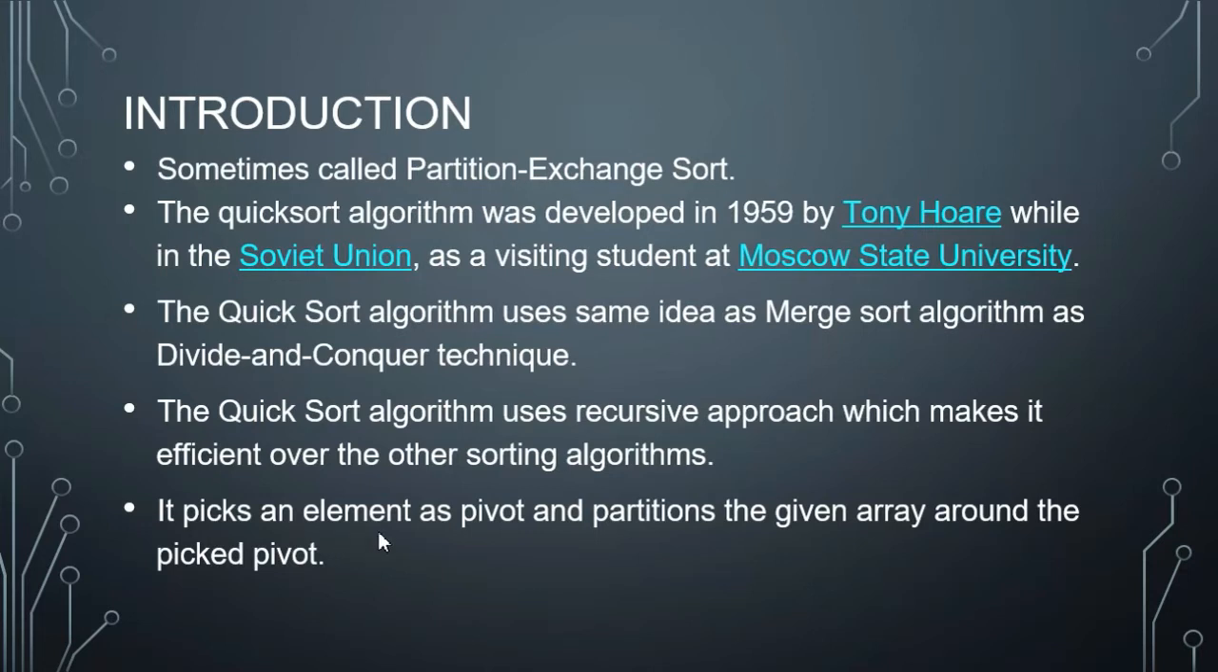The technique of quicksort is that it picks an element as a pivot. It selects an element from the array as a pivot, and by using it, it partitions the rest of the array and sorts it ascending or descending. So, moving on to the pivot, let's see what a pivot is.